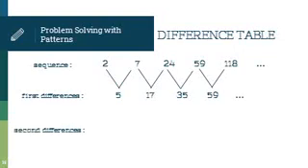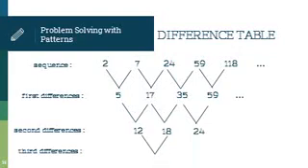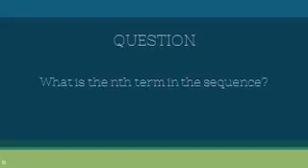Balikan lang natin to. So, 6. Parehas na. Okay. Paano ba ginagamit yung difference table? Using the method of extending the difference table, we predict that 118 is the next term in the sequence. Okay. What is the nth term in the sequence?